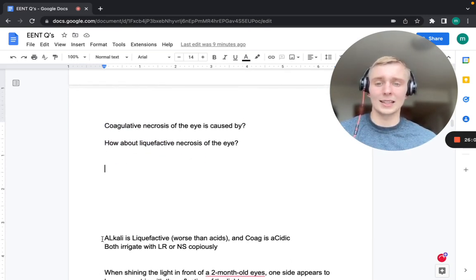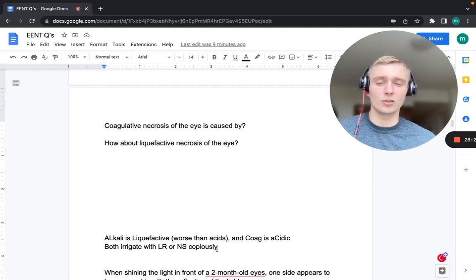So alkali is liquefactive. How I remember that is alkali has an L in it, and liquefactive also has an L. So alkali is liquefactive, and again, that's worse than acids. So alkali is worse than acids. And coagulative with a C has acidic. It also has a C in it. So coagulative is acidic. Both you want to irrigate with lactated ringers or normal saline copiously.